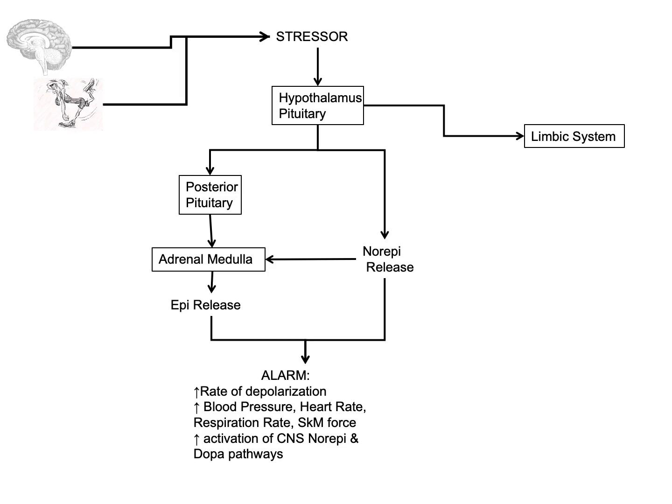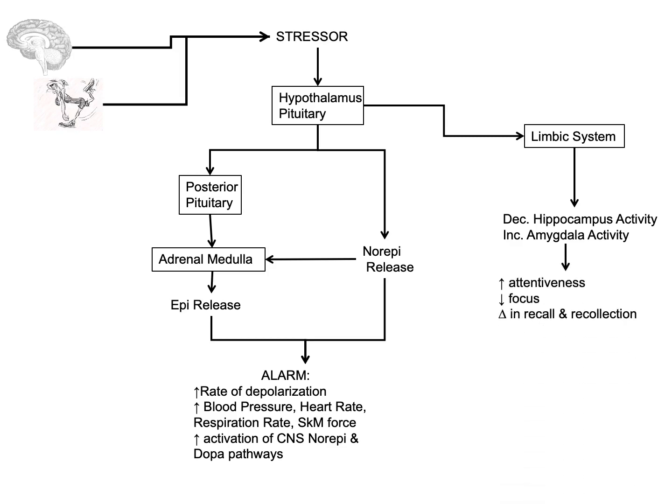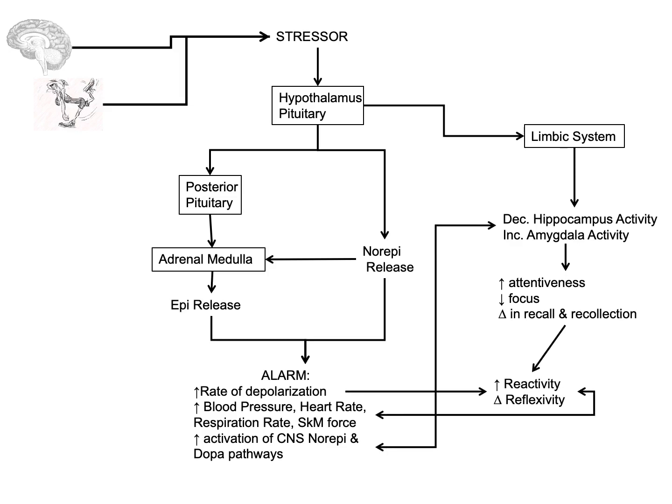We see an increased activity of the central nervous system, predominant within the noradrenergic and dopaminergic pathways. The increase of norepinephrine and dopamine centrally changes the activity of the hippocampus and the amygdala, which leads to a change of attentiveness and focus. This leads to a change of recall and recollection, which leads to secondary activations because of additional stress that gets placed on there. The increased level of amygdala function leads to a change of cortical regulated reactivity and reflexivity.